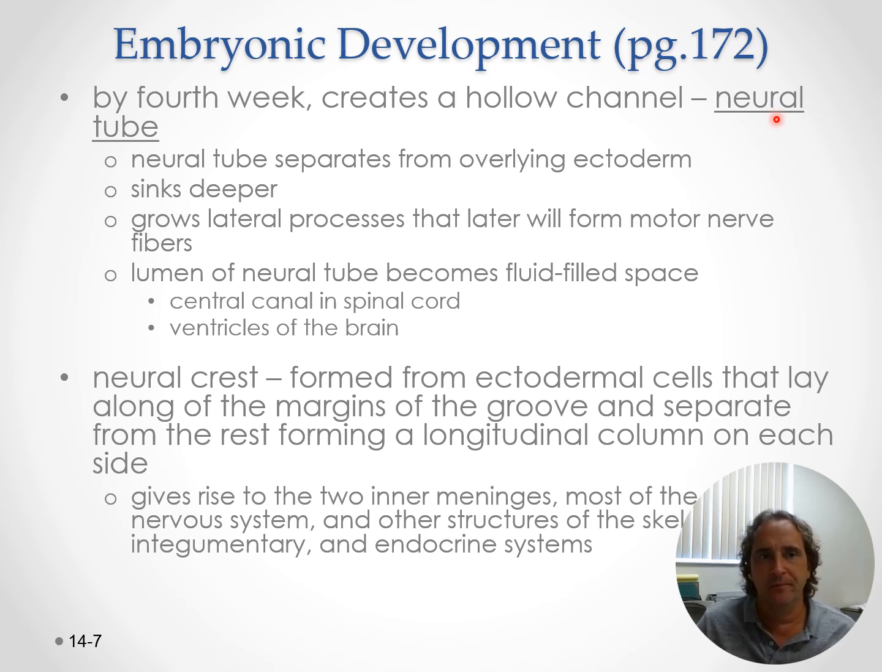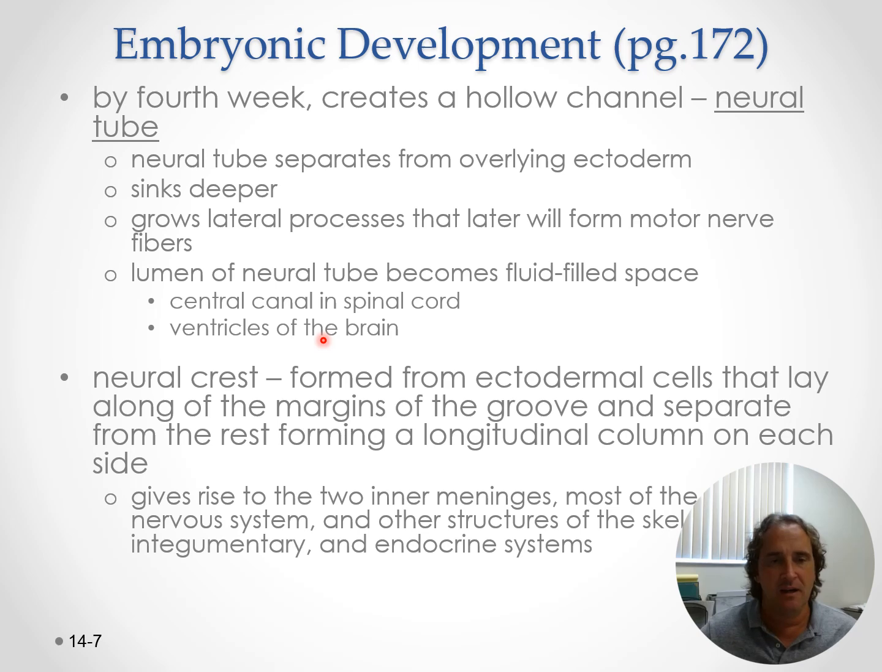That's called the neural tube. And the neural tube is going to separate from the overlying ectoderm, and then it's going to sink into it. When it sinks into it, it just becomes a tube. And then it grows lateral processes that later will form the motor nerve fibers, and those processes start to grow out. And then there's a space in the neural tube that becomes fluid, and then the central canal in the spinal cord, ventricles in the brain. This is going to be the beginning of your cerebrospinal fluid and everything that's going to go around the brain.